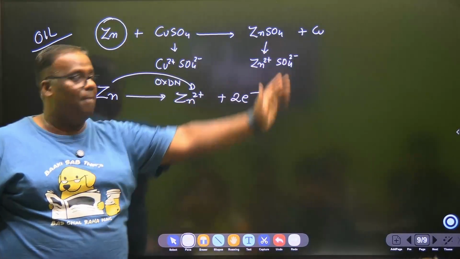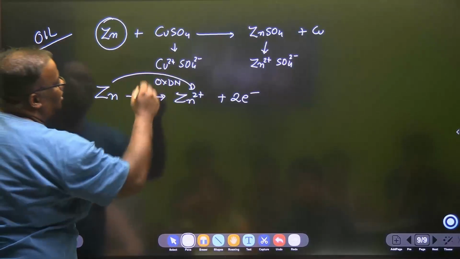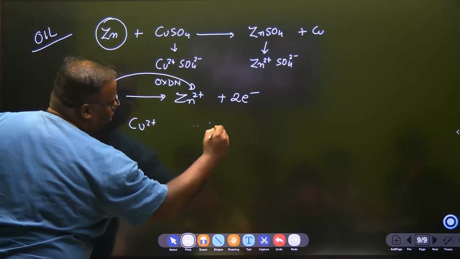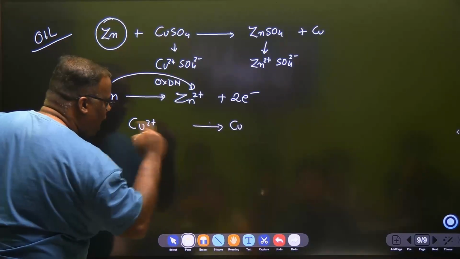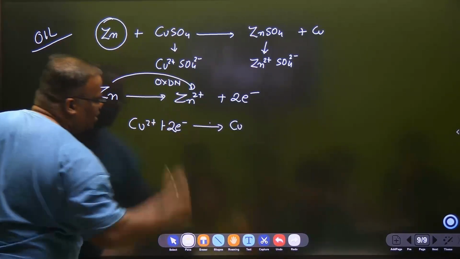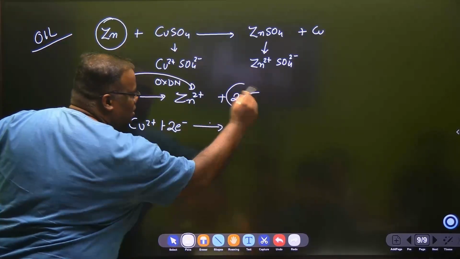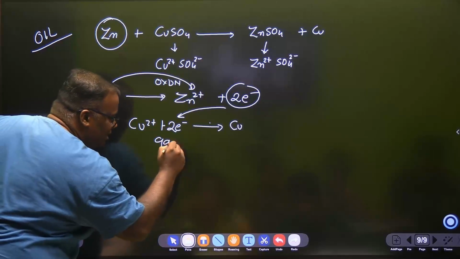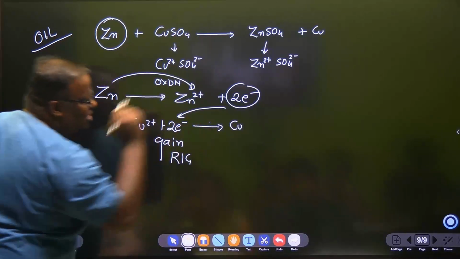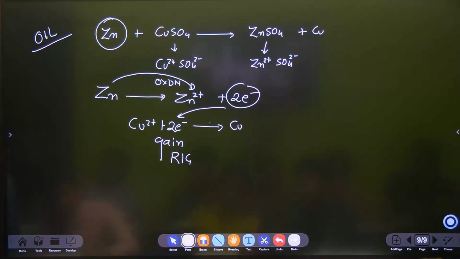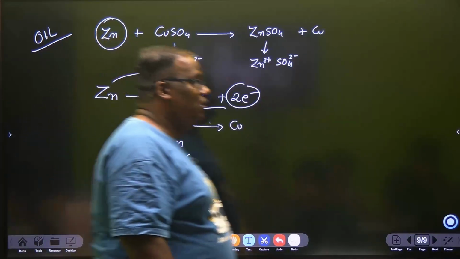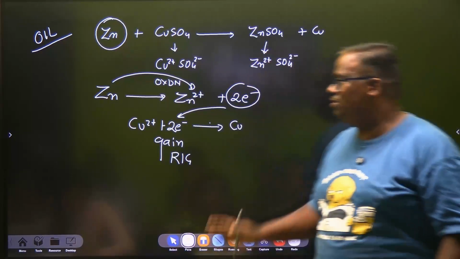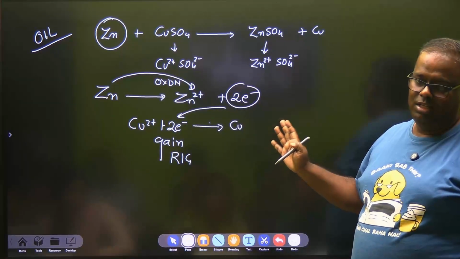Yes or no? Look at copper. Copper was Cu2 plus. And now copper is what? Copper is 0. This can happen only when it takes 2 electrons. And these are the same 2 electrons which have come here. Gain. Reduction. So this is reduction. If your oxidation state fails you, you can try by electron also. But at your level, there cannot be any reaction which will fail in oxidation state. Is this understood?